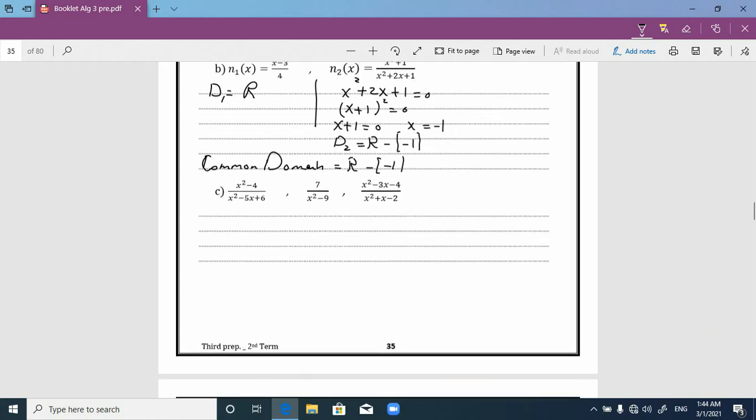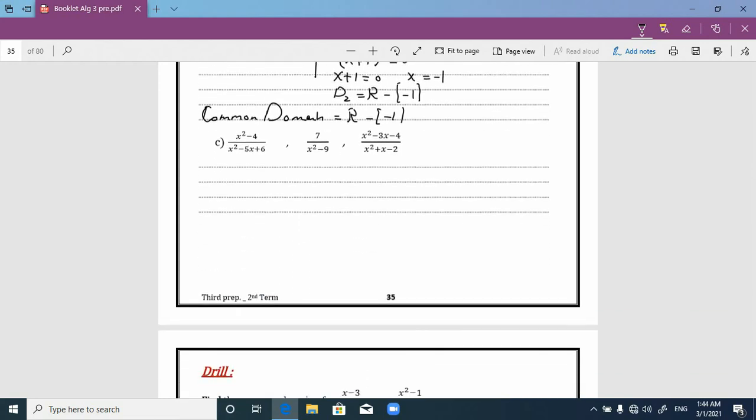Another example. Here we have three fraction functions. We will get each domain by itself and then get the common domain of the three together. Put x power 2 minus 5x plus 6 equals 0. Factorize the expression into two brackets, x and x, 3 and 2, negative and negative. Every bracket equals 0, so x equals 3 and x equals 2. So d1 equals R minus {3, 2}.